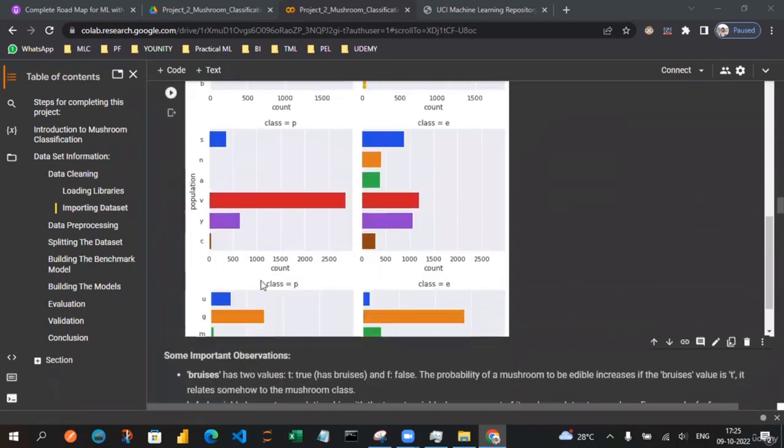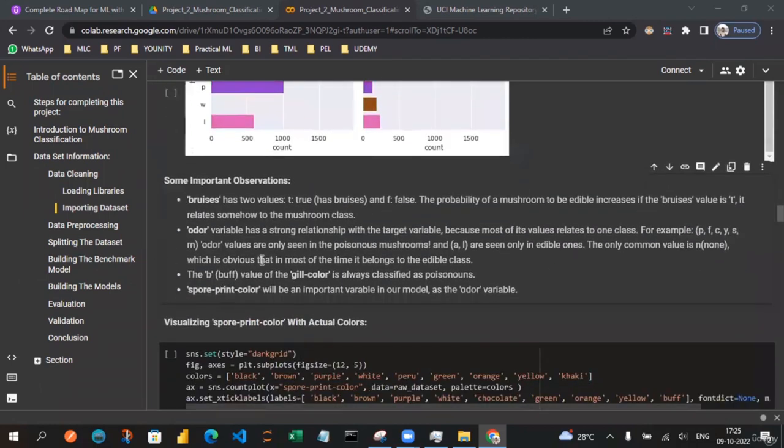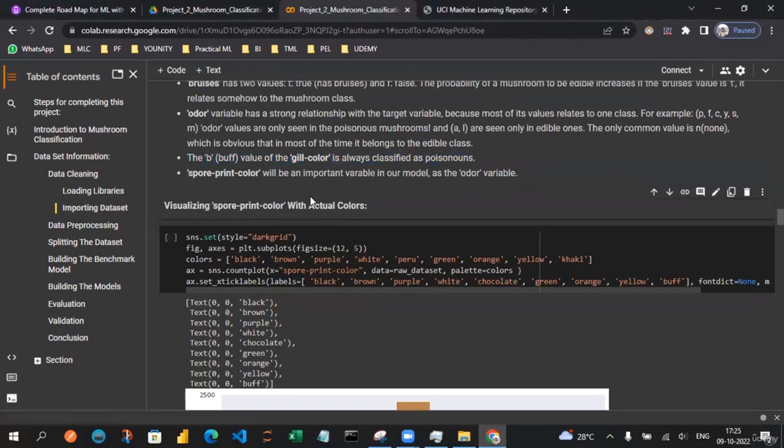This buff consists of only one gill color, and this is always classified as poisonous. So that's how we need to delete some of these things, so that the model may not have this much bias towards only one class. So spore print color will also be an important variable in our model.